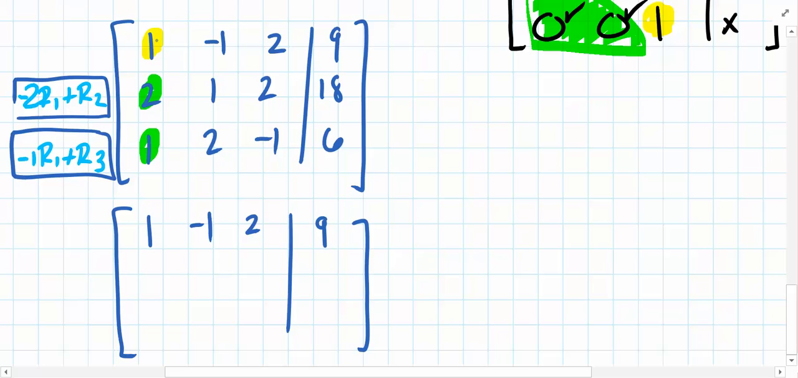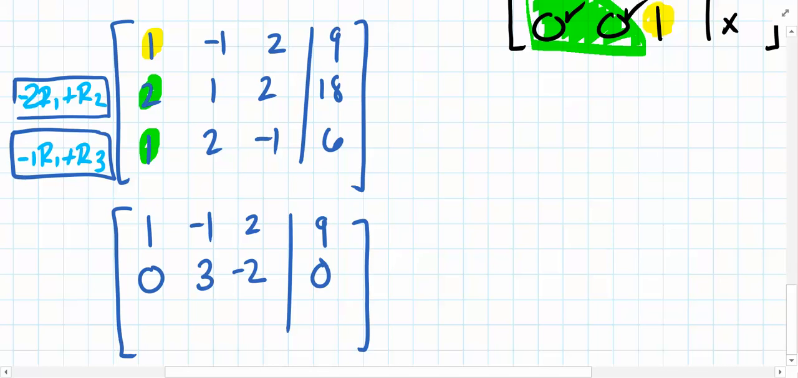What do I get? I get a 0. Awesome, very good. Negative 2 times negative 1 is 2. 2 plus 1 is 3. Okay? Negative 2 times 2, negative 4 plus 2, negative 2. Very good. Negative 2 times 9, negative 18 plus 18, 0. Sweet. Awesome. Okay. Third row. Negative 1 times 1.